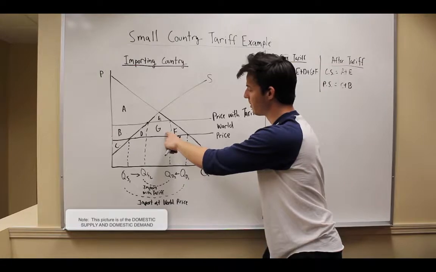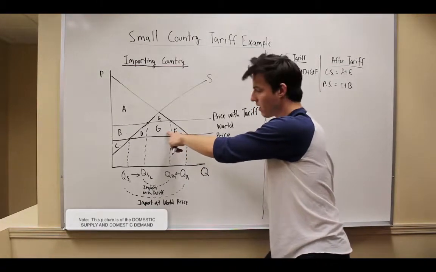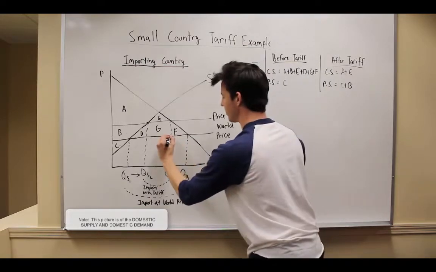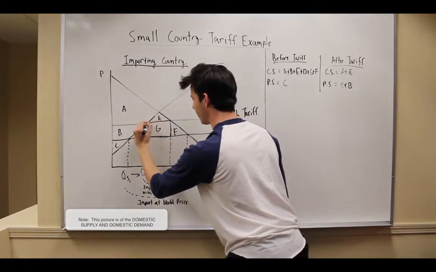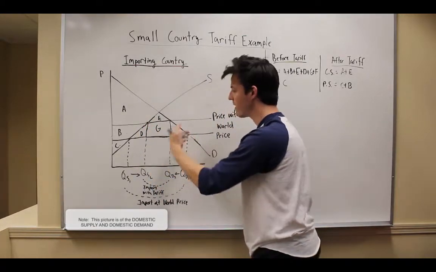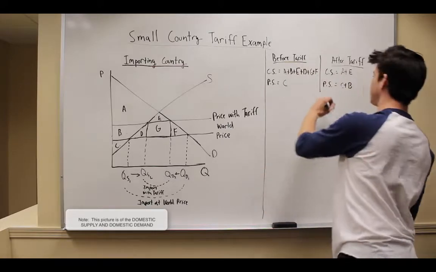We see this area in the middle here, G, that's going to be the amount of revenue that goes towards the government, which is going to be this rectangle right here. That's government revenue. That's the revenue that's gained by the government as a result of the tariff. So we can show that over here.